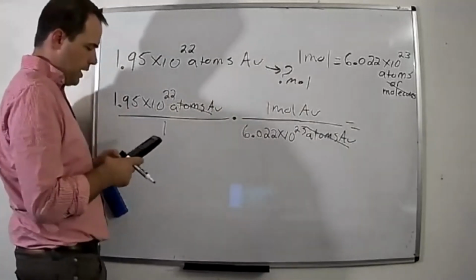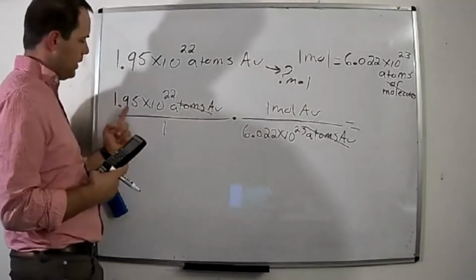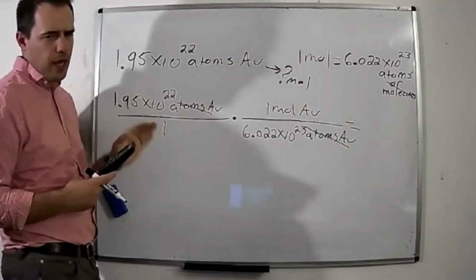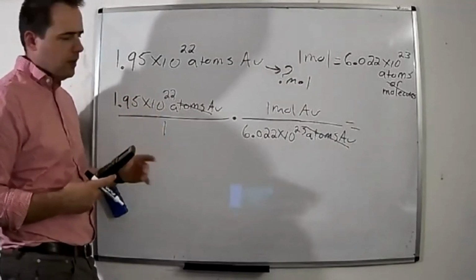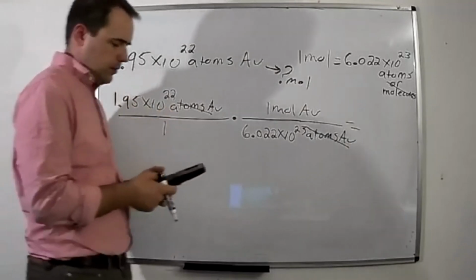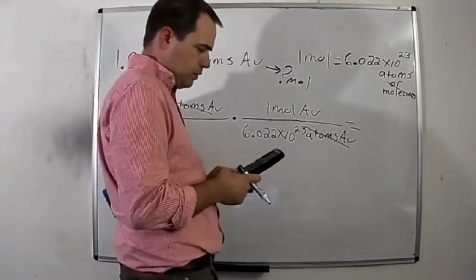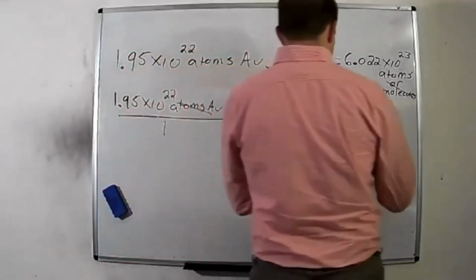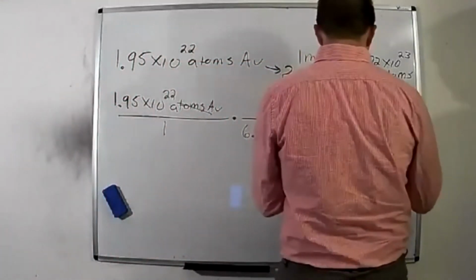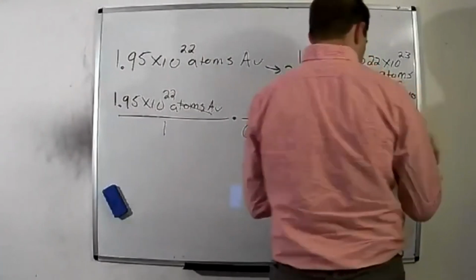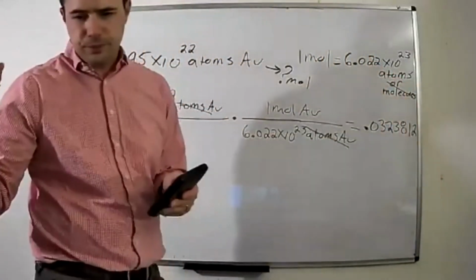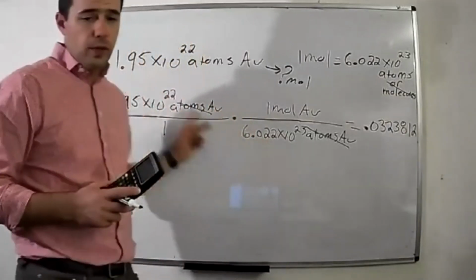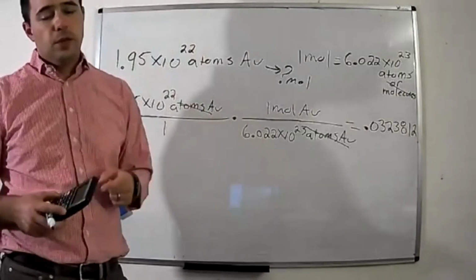I'm going to take 1.95 E22 divided by 6.022 E23. Again, the E takes the place of the times, the 10, and the caret. No times, no 10, no caret, E. If you do that correctly, your calculator should say 0.03238 and so on. If you do not see that on your screen, you do not know how to use your E button correctly. You need to let me know.